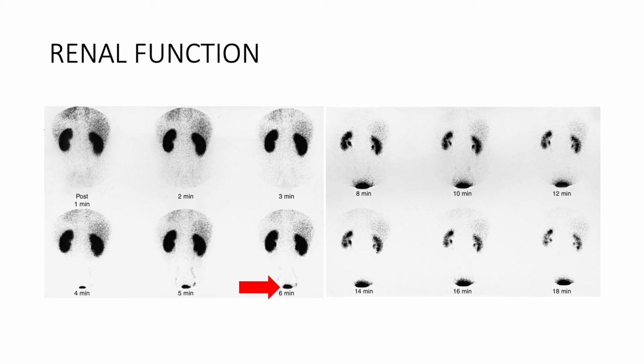During the clearance phase, activity moves from the cortex into the collecting system and is excreted into the bladder. Normally, the calyces and pelvis usually begin filling by 3 minutes and the ureters or bladder by 5 to 6 minutes, with the collecting system activity decreasing through the final clearance phase. Given the variability of peristalsis and other factors, the normal ureter may or may not be seen and may appear as a thin column of transient activity.